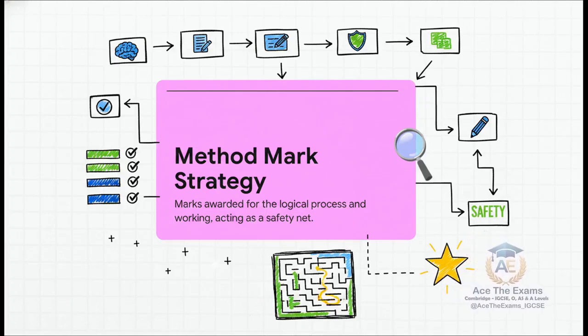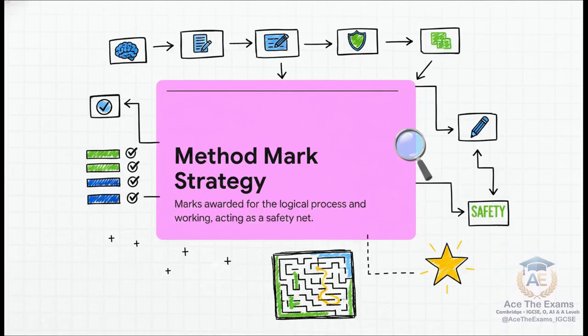If you make a minor, silly arithmetic error under pressure, but your underlying algorithmic logic is flawless and clearly documented on the page, the method mark strategy ensures you still pick up the vast majority of the points. Your working out is the evidence of your thought process.